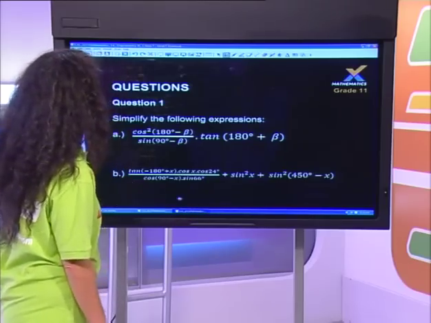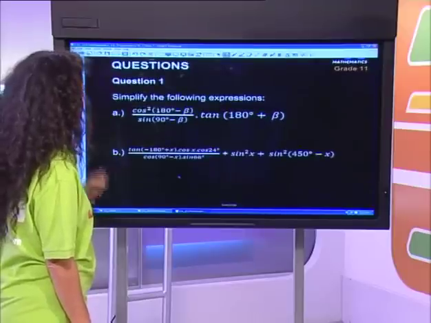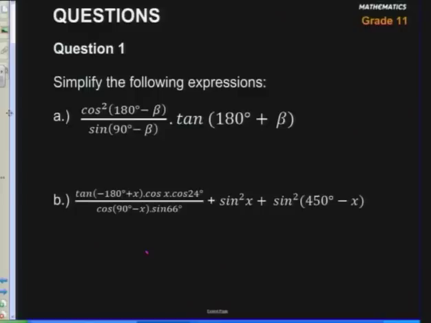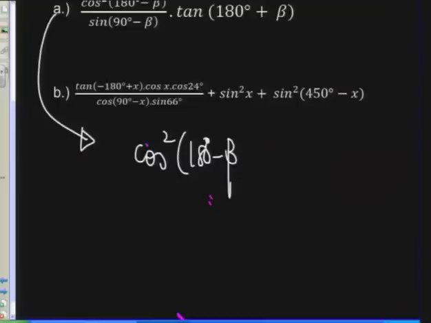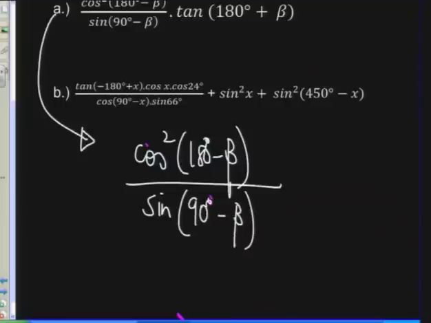Let's look at some examples. Simplify the following expressions. Okay, so the first thing we need to look at is, and I'm going to work with A first. So I'm just going to rewrite A over here. So we've got cos squared of 180 minus beta, and we're dividing that by sine of 90 minus beta. And then I'm multiplying it by tan of 180 plus beta.